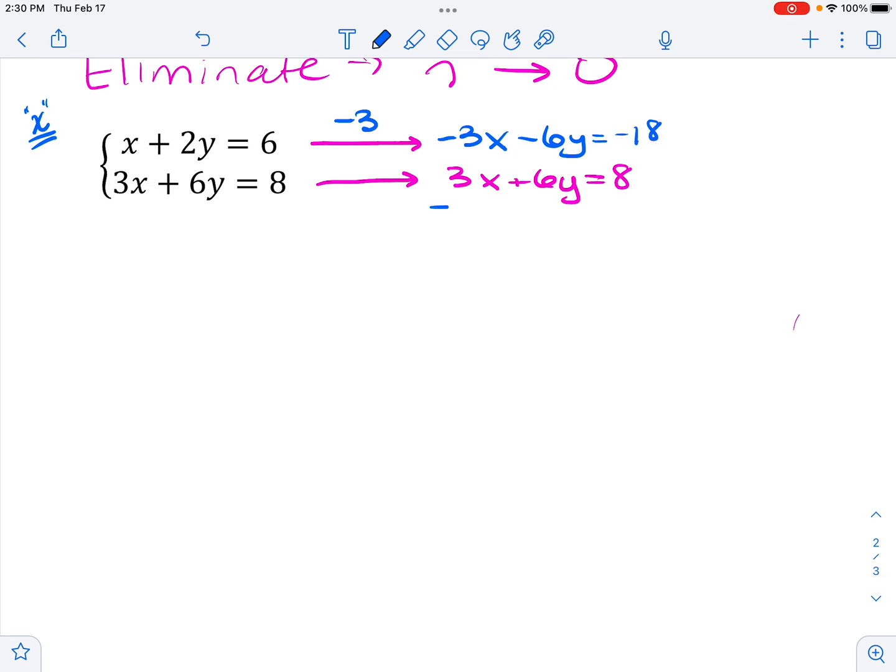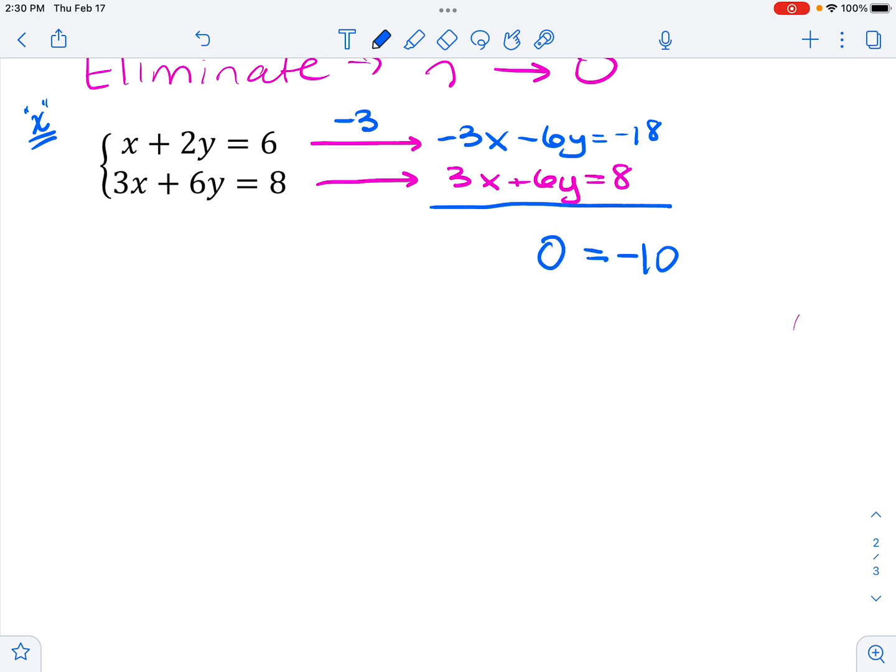And now we're going to work up and down. So -3x together makes no x's. I don't have to write that. -6y and 6y together makes no y's, equals -18 and 8 makes -10. I can't just leave a blank spot. There's nothing over there, and if there's nothing over there, we need to put something there. So our universal number for nothing is 0, right?